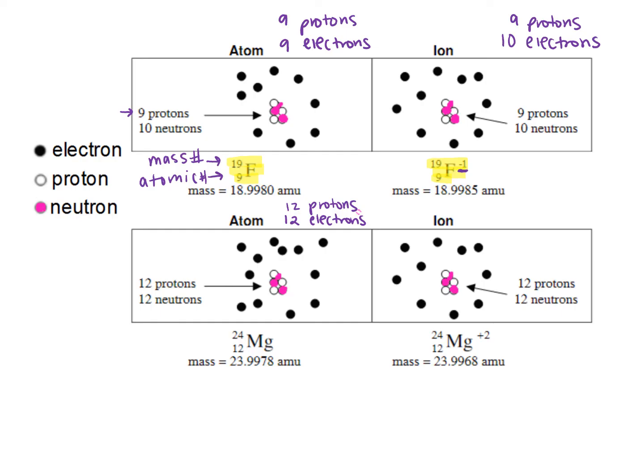But when we take a look at the ion, we see that we still have 12 protons, but now instead of 12 electrons, we only have 10 electrons. So there are 2 more positive charges than negative charges, which is leading to this overall charge on the ion of positive 2.